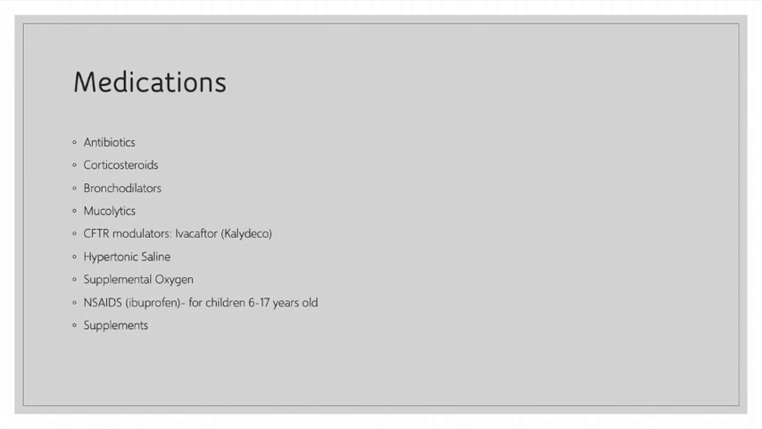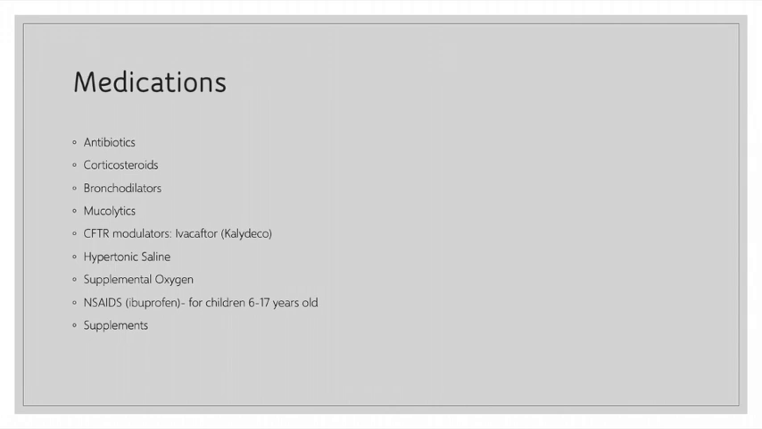CFTR modulators, this is a medication that's essentially specific to cystic fibrosis. And what these CFTR modulators do is they help improve the function of that defective CFTR protein. Hypertonic saline, we're going to be giving that through a nebulizer. And what that's going to essentially do is it's going to thin the mucus, kind of like a mucolytic, and it's going to make it so the patient is able to cough out that mucus a lot easier. Supplemental oxygen, once again, we're going to want to go more towards the humidified to obviously help move those secretions and get those secretions out of their body.